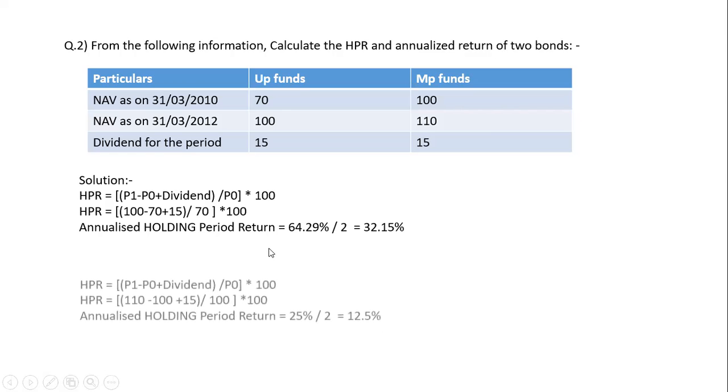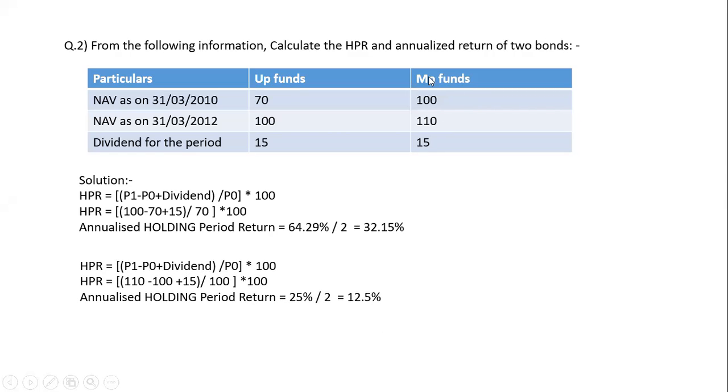For MP funds, P1 minus P0 plus dividend, upon P0, into 100. 110 minus 100 plus 15, divided by 100, into 100. Annualized holding period return is 25% divided by 2, which is 12.5%.